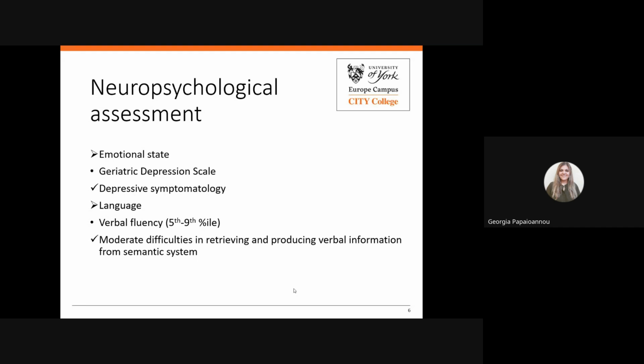Verbal fluency is a test where, in the specific case, we've given the semantic fluency part, which has to do with asking the patient to say as many words as they can within 1 minute that belong at first in the category of fruits, the second category of animals, and the category of objects. From this specific assessment tool, we have seen that she had moderate difficulties in retrieving and producing verbal information from her semantic system.